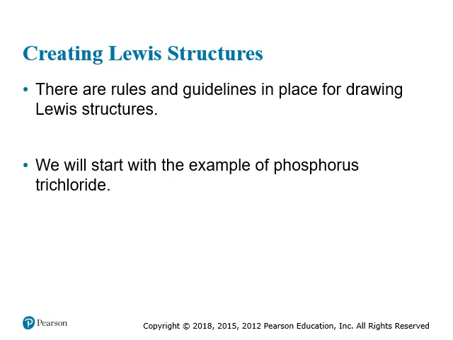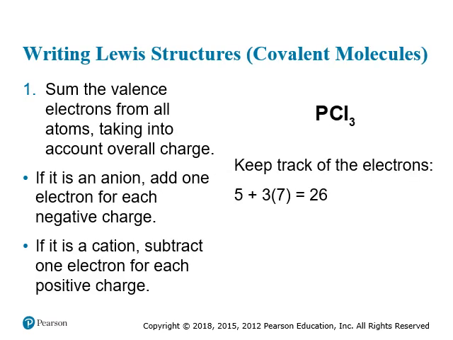Well, we're going to begin our discussion with regards to the rules and guidelines for drawing Lewis structures by considering phosphorus trichloride. The first thing that we need to do is sum up the valence electrons from all of the atoms, taking into account the overall charge. So if we were looking at phosphorus trichloride, we understand that phosphorus, being in group 15, has 5 valence electrons, and that chlorine, being in group 17, has 7 valence electrons. If we total up all of those valence electrons, the electrons that are going to be instrumental in chemical bonding, then we come up with a total of 26 electrons.